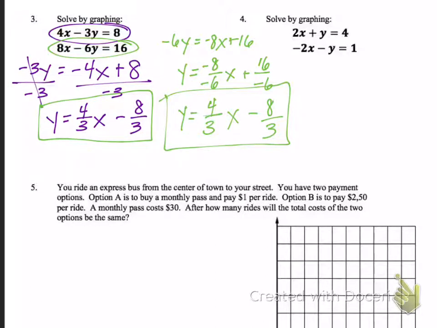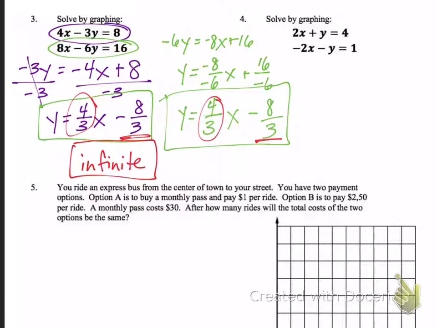Okay, what do you notice about these 2 lines? Do I need to graph them or can I already tell what it's going to be? You can already tell because they are the exact same. That means that they have the same slope, so they're both 4/3, and they have the same y-intercept. So then it's going to be what kind of solution? Infinite. So you do kind of need to know these terminologies. No, you need to know infinite, no solution, and one solution, but you don't need to know the consistent and independent and all that. Yeah.